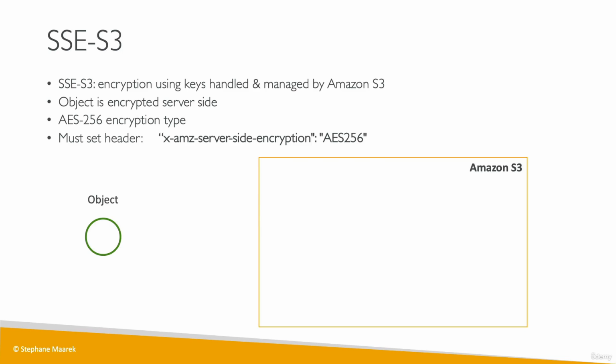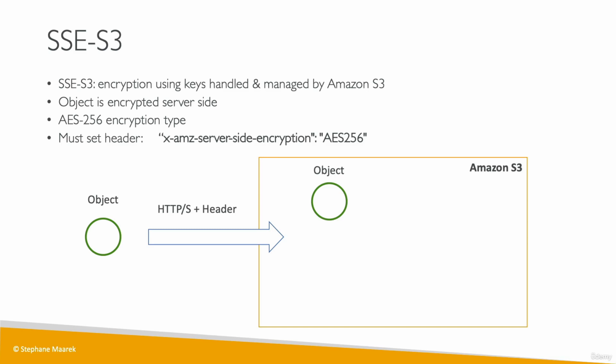So let's have a look. We have an object and it is unencrypted. We want to upload it into Amazon S3 and perform some SSE-S3 encryption. For this, we're going to upload the object onto Amazon S3. You can use the HTTP protocol or the HTTPS protocol, and you can add the header that we said, the x-amz-server-side-encryption: AES256.